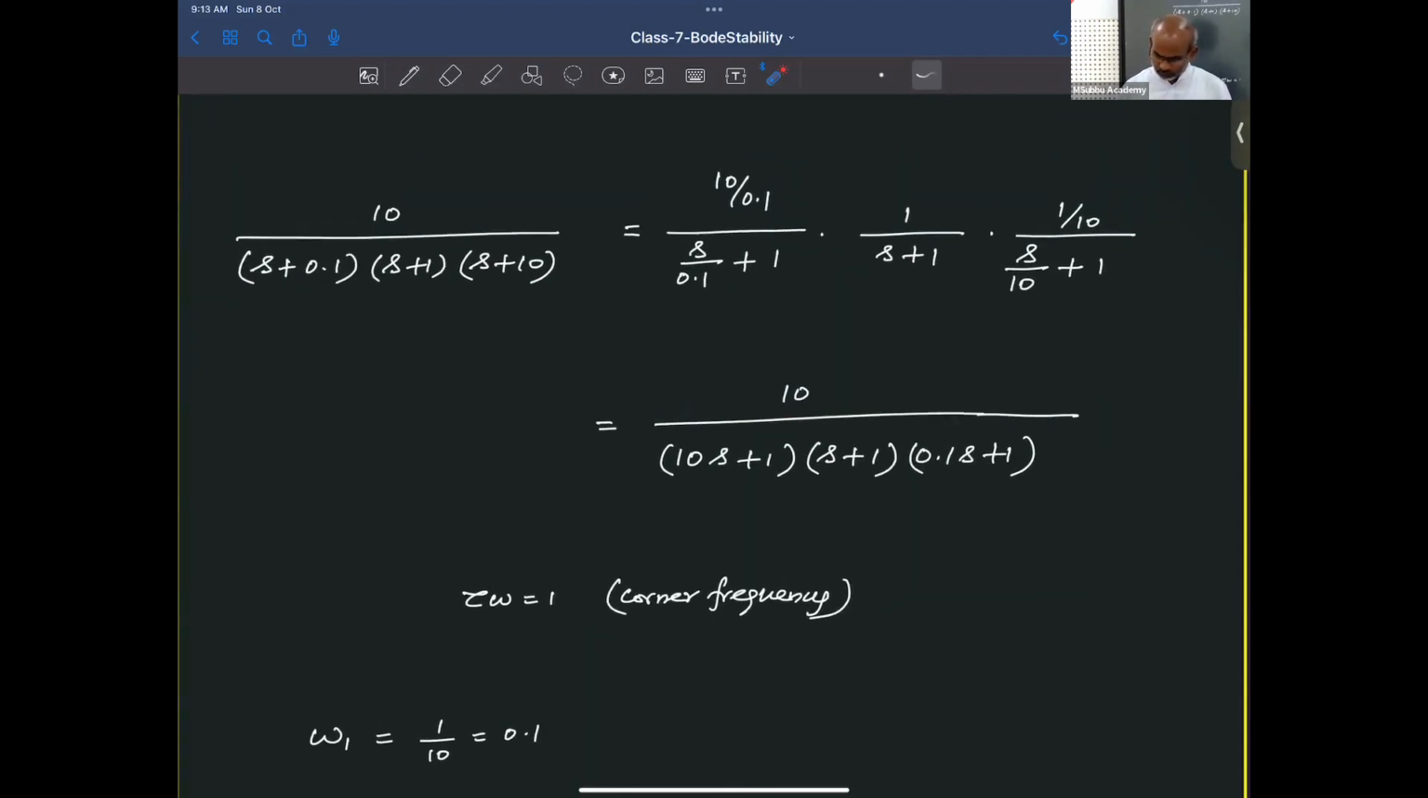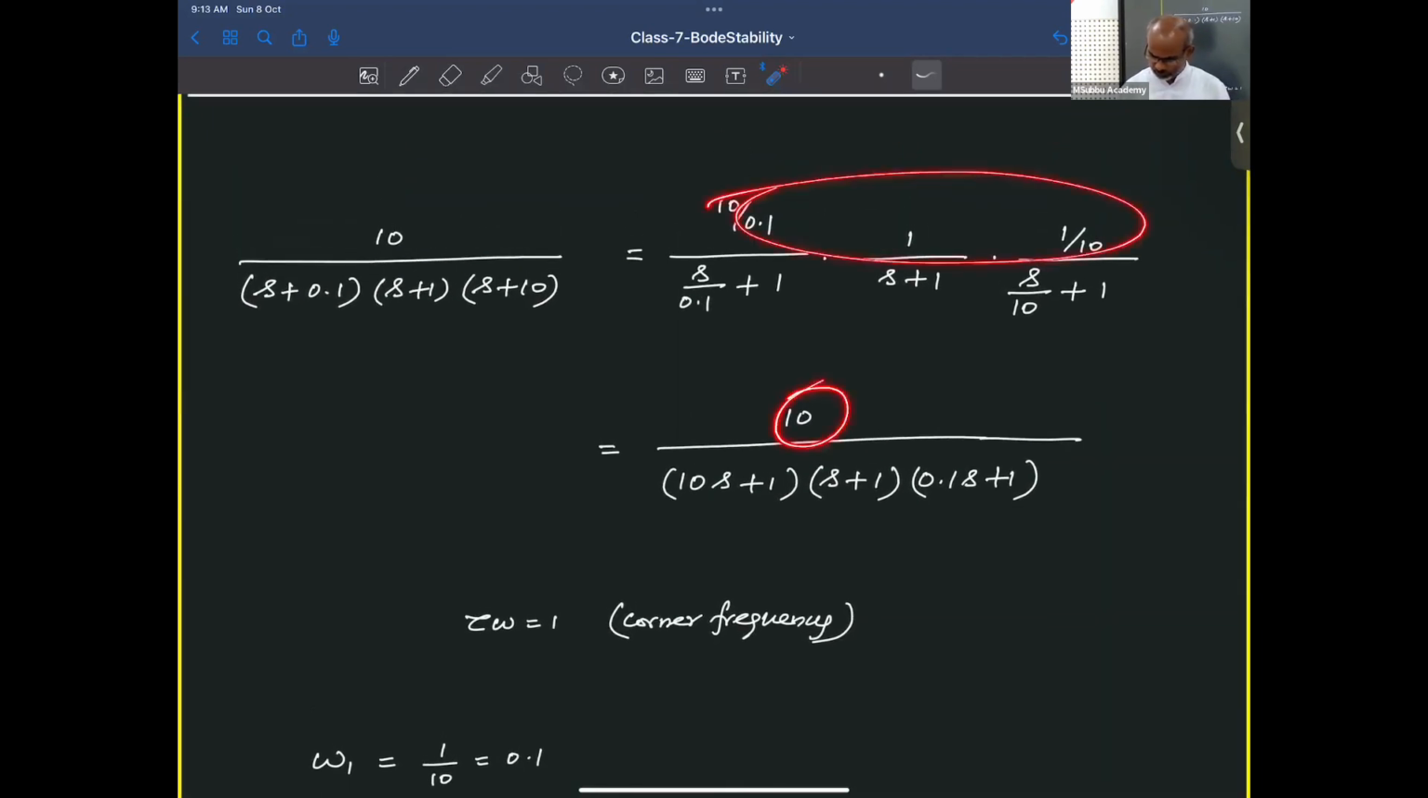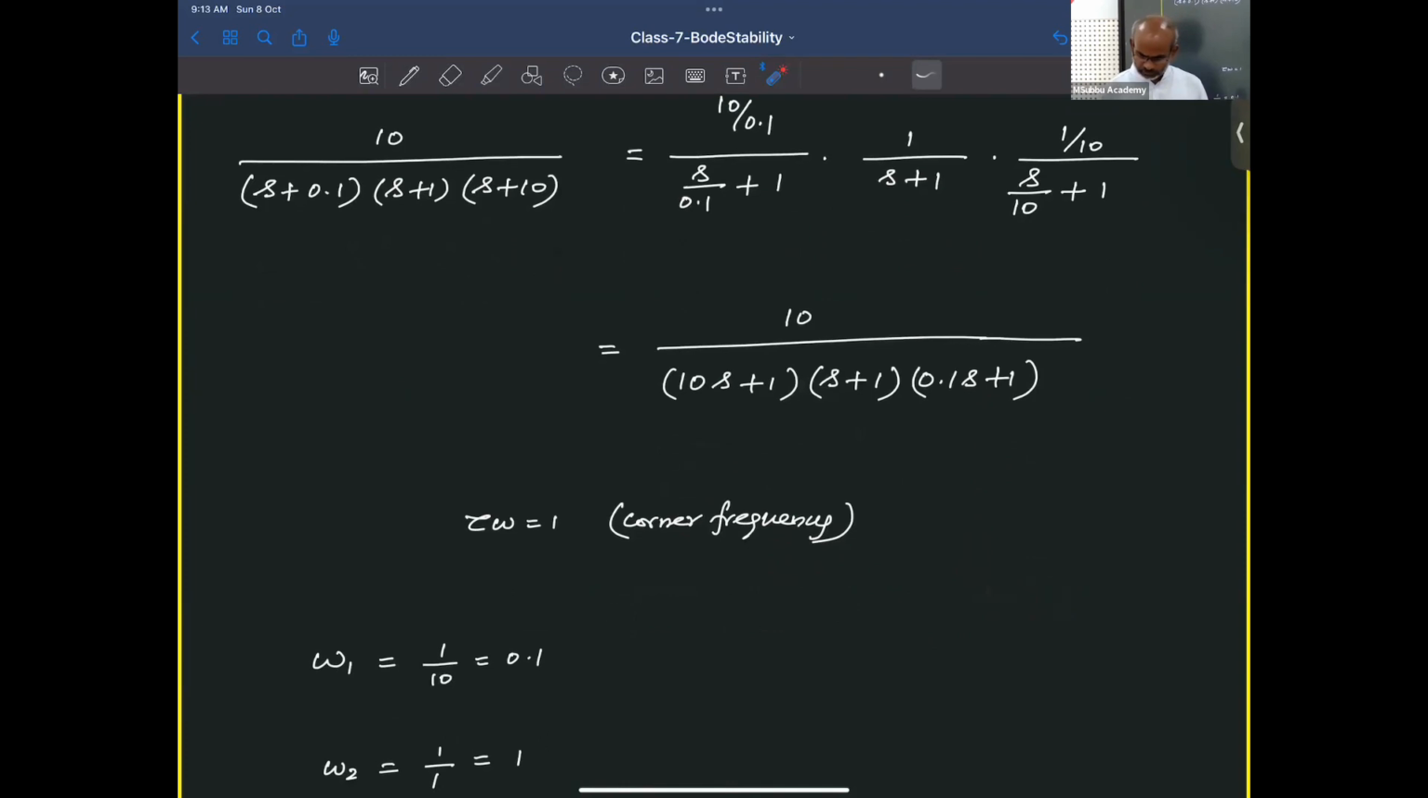So the multiplied constant has a Kp of 10. In the denominator we have these 3 terms. These are all nothing but first order transfer functions of the form 1 by (tau s plus 1). Before going further, we need to know what is called the corner frequency. Corner frequency is always at tau omega equal to 1, otherwise the frequency corresponding to tau omega equal to 1. From that we get omega equal to 1 by tau.